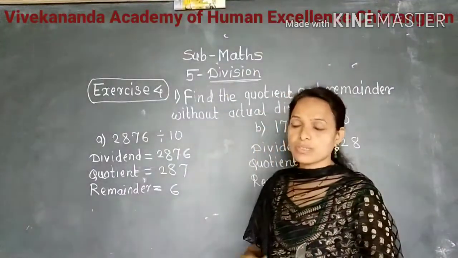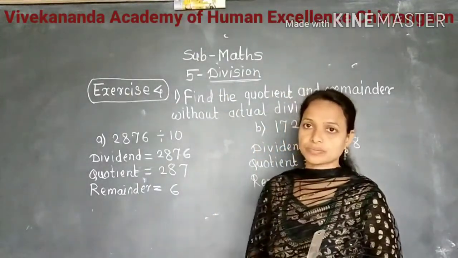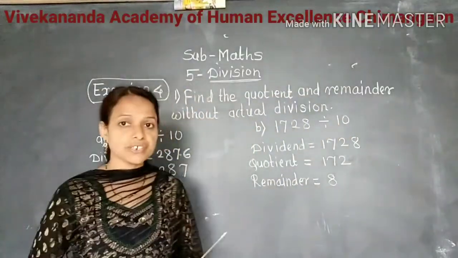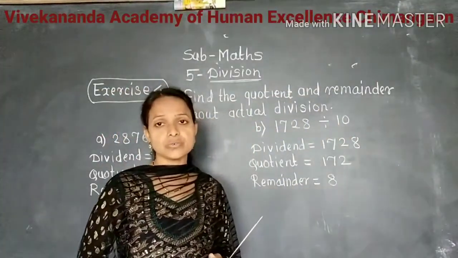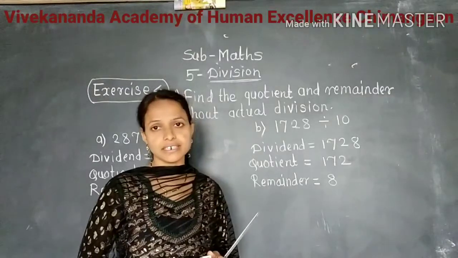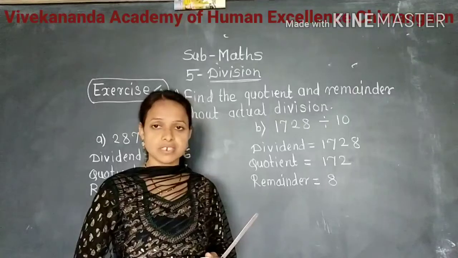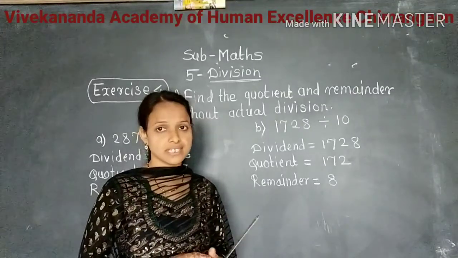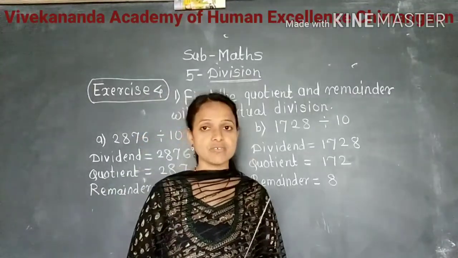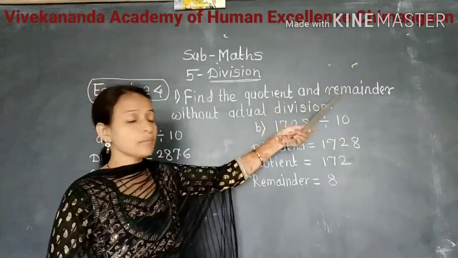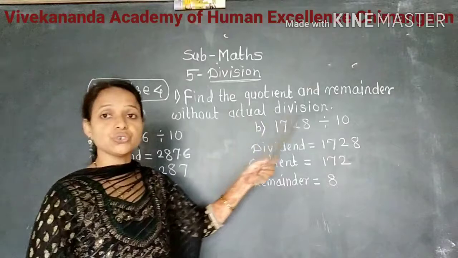Students, now we will solve exercise 4. You have learned division by shortcut method, also division by 10, 100 and 1000. So we have to follow the same steps and solve those examples. Okay? So see the first question. Find the quotient and remainder without actual division.